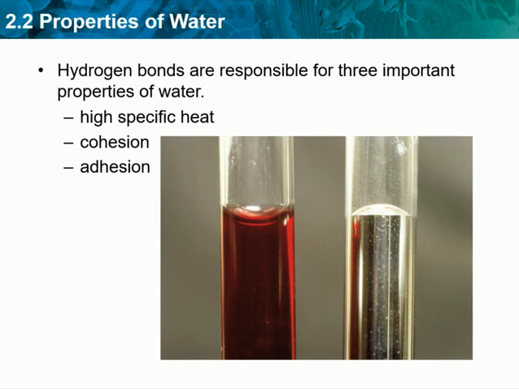Property 3, adhesion. The attraction among molecules of different substances is called adhesion. In other words, water molecules stick to other things. Adhesion is responsible for the upward curve in the surface of the water on the screen here, because water molecules are attracted to the glass of the test tube. Adhesion helps plants transport water from their roots to their leaves because water molecules stick to the sides of the vessels that carry water.